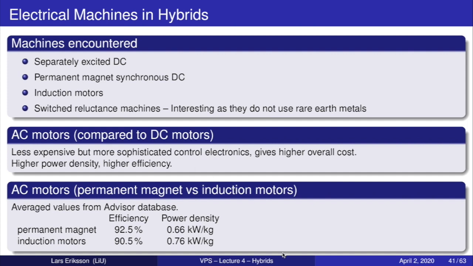When we're looking at AC motors and compare the permanent magnet versus induction motors, we see these data extracted from the ADVISOR database of permanent magnet motors and induction motors. We see that the permanent magnet motors in that database have higher efficiency than the induction motors, and we see that the induction motors have slightly higher power density. So there's not a trivial optimum. This one wins in terms of efficiency, while this one would win in terms of weight for the vehicle, which is also important for fuel economy.